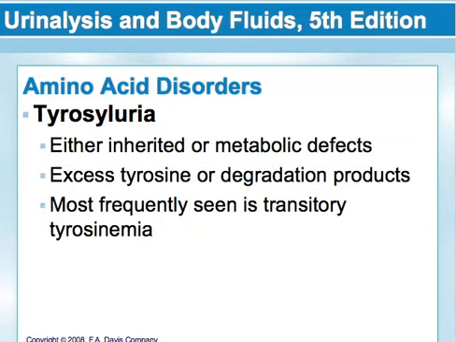Okay, the next one is tyrosinuria. This condition is not very well understood. It could be caused by either inherited or metabolic defects. The urine can contain excess tyrosine or its degradation products. Most frequently seen is transitory tyrosinemia in premature infants because the liver is not developed enough to produce that needed enzyme yet.